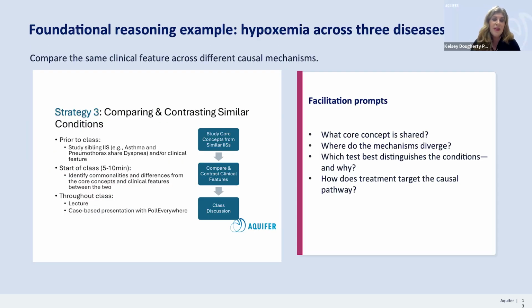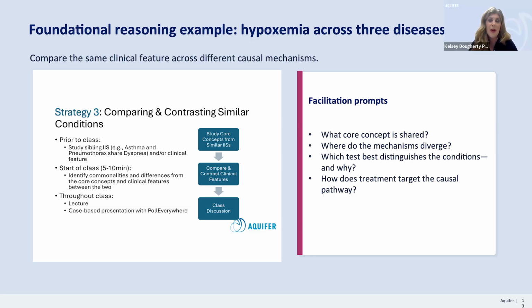Another way to do this is to use the causal mechanism, something like hypoxemia as seen in this example, and compare it across several different disease states, such as pulmonary embolism, pneumothorax, and asthma. They may all produce hypoxemia, but the causal mechanisms differ. This would include having the students review the integrated illness script or the mechanism of disease maps for asthma, pulmonary embolism, and pneumothorax ahead of class, and then facilitating discussions with the students, such as what core concept is shared and where the mechanisms diverge.